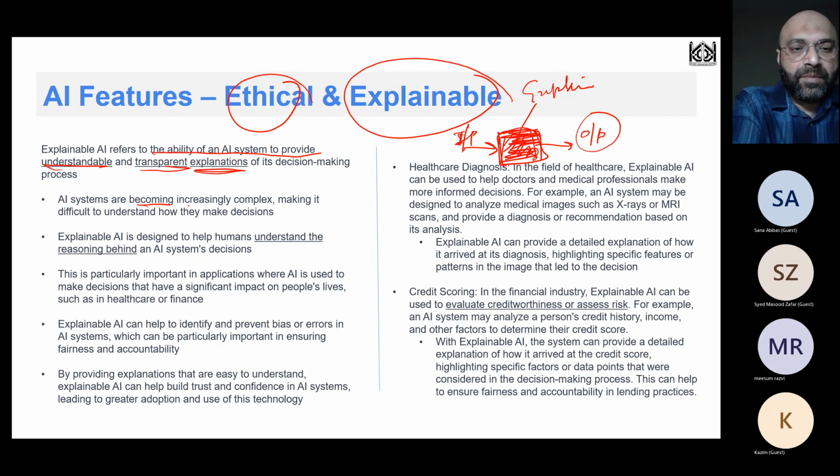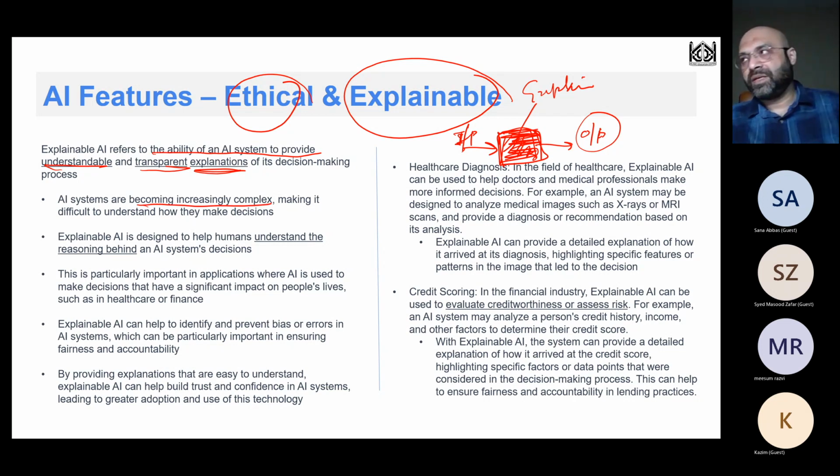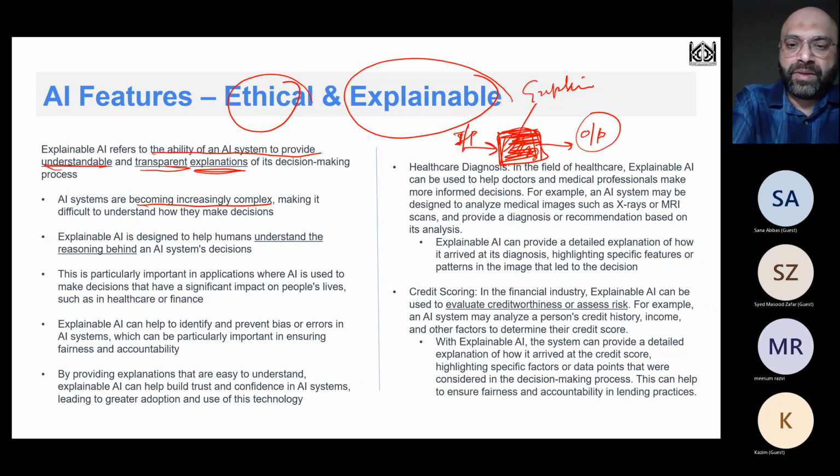These systems are becoming increasingly complex, making it difficult to understand how they make decisions. So try to make it as explainable as possible if you're writing that algorithm, or if you're part of the team. They are designed to help humans understand the reasoning behind an AI system's decision. On the right hand side, you see the example here: healthcare diagnosis. And another example is credit scoring.